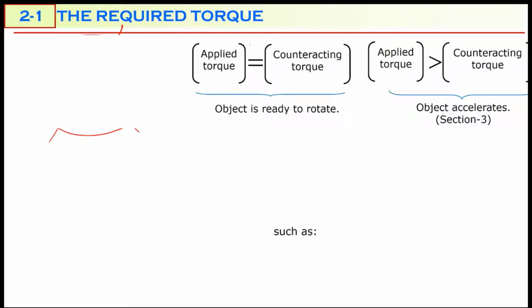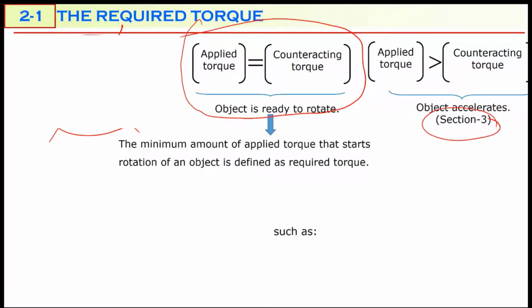So we are going to study this part. When applied torque is equal to the maximum value of the torque produced by the friction force, the object is ready to rotate. But when you exceed that very small number, the object will start rotating. The object will even start accelerating. We are going to study this part in detail in section 3.